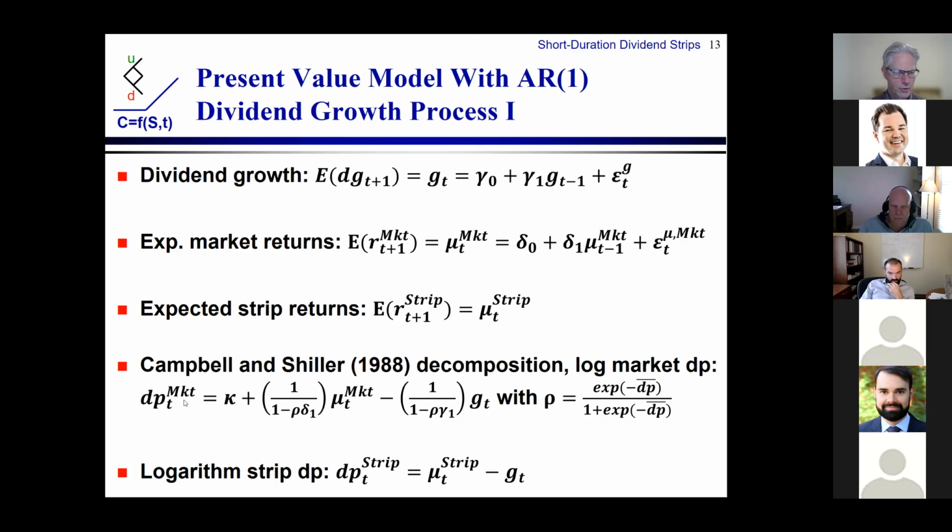The dividend price ratio for the market involves a constant. It involves the mean market return and some kind of multiplier. And it involves, as a negative term, another multiplier and the growth rate. So market returns help, and the growth rate is actually detrimental. It moves the DP ratio down. You get the same mechanics for the logarithm of the strip dividend price ratio. The mean has a positive influence. The growth rate without any further coefficient has a negative effect.